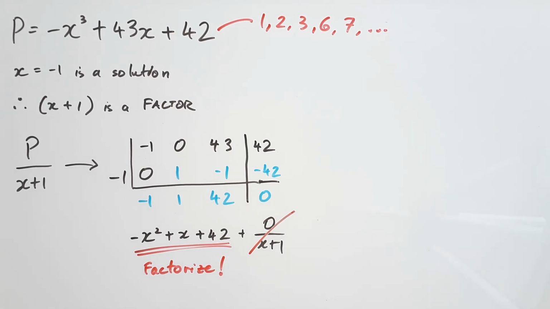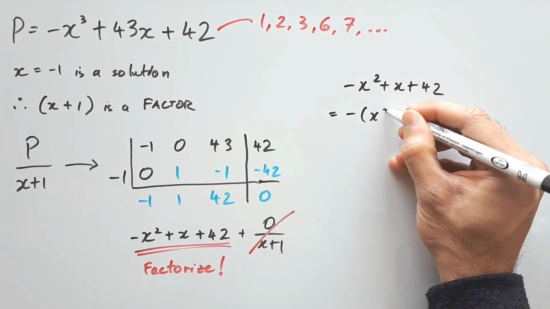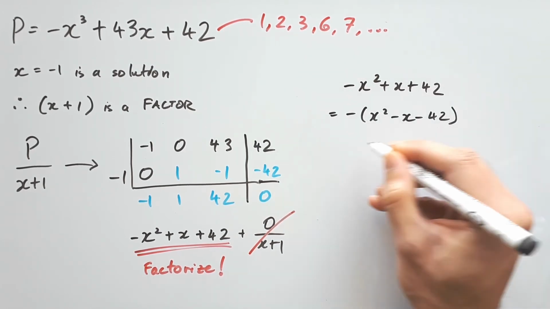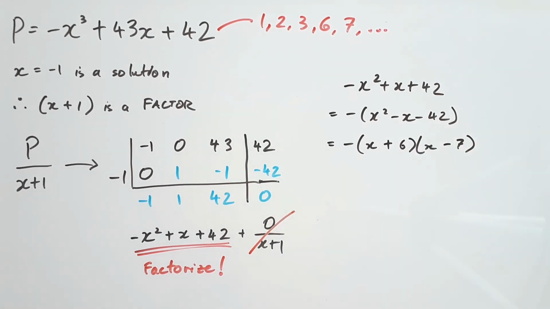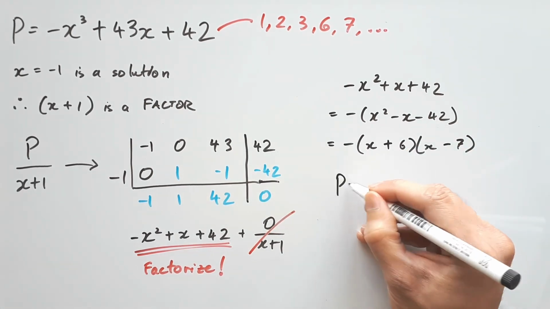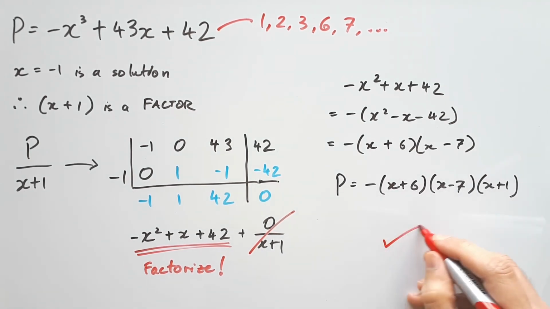But in this case, we can factorize it, and first we would factorize the negative 1 just to make it a bit easier, and then we find that our two separate factors are x plus 6 and x minus 7. So the polynomial can be rewritten as negative x plus 6 times x minus 7 times x plus 1.